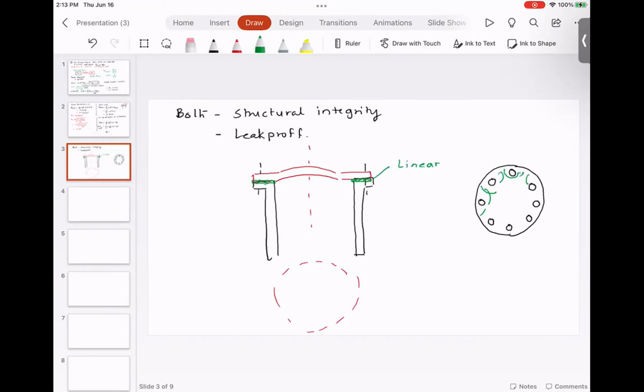And design of a leak-proof joint is itself an important concept, because the way a leak-proof joint is assured is using the stiffness of the parts that are coming in contact. So there is a chapter in your textbook that talks about design of bolted joints for leak-proof assembly.